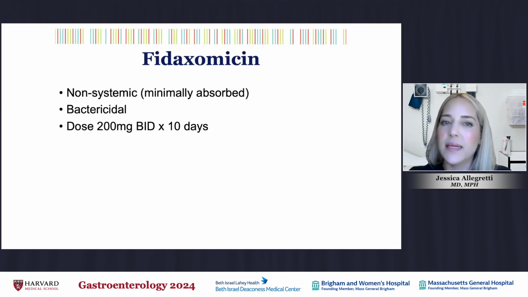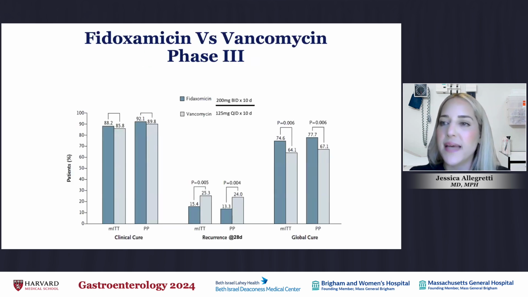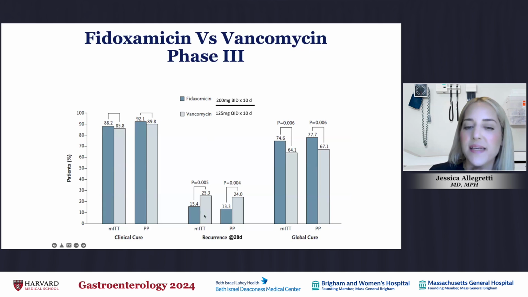Fidaxomicin is a non-systemic, minimally absorbed bactericidal antibiotic. Vancomycin is bacteriostatic. The FDA-approved dose is 200 milligrams twice a day for 10 days. When these two were compared head-to-head in a non-inferiority study, fidaxomicin was found to be non-inferior to vanco. However, if you look at the actual data, fidaxomicin was better at preventing recurrences and better at achieving overall global cure.